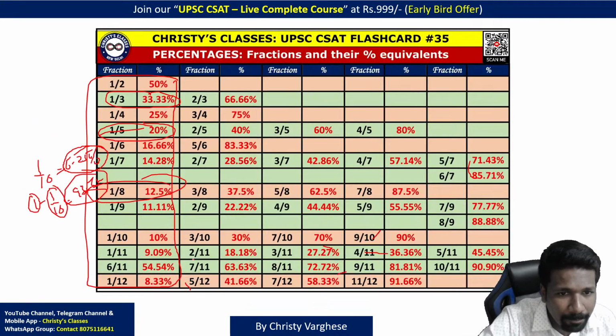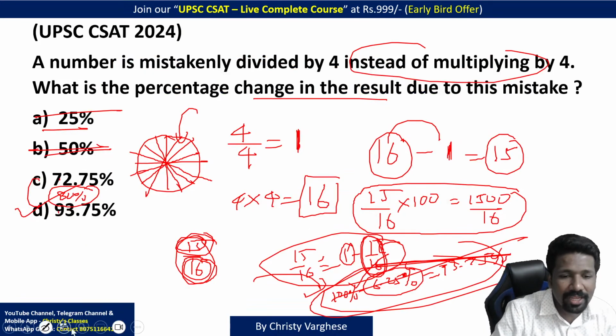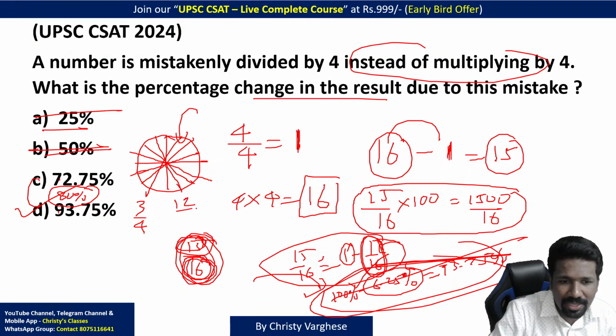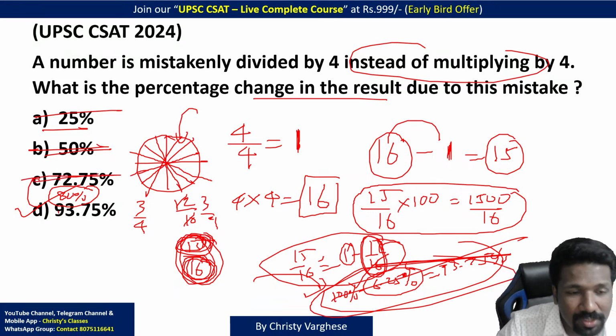For that also some mental math is needed. If you know that mental math, you can easily say that this is clearly more than 75%. So 75% is 3/4 of the number. 3/4 of 16 is 12 by 16. 12 by 16 is 3 by 4. Now, 15 by 16 is more than that. So it is more than 75%. So this can be eliminated.